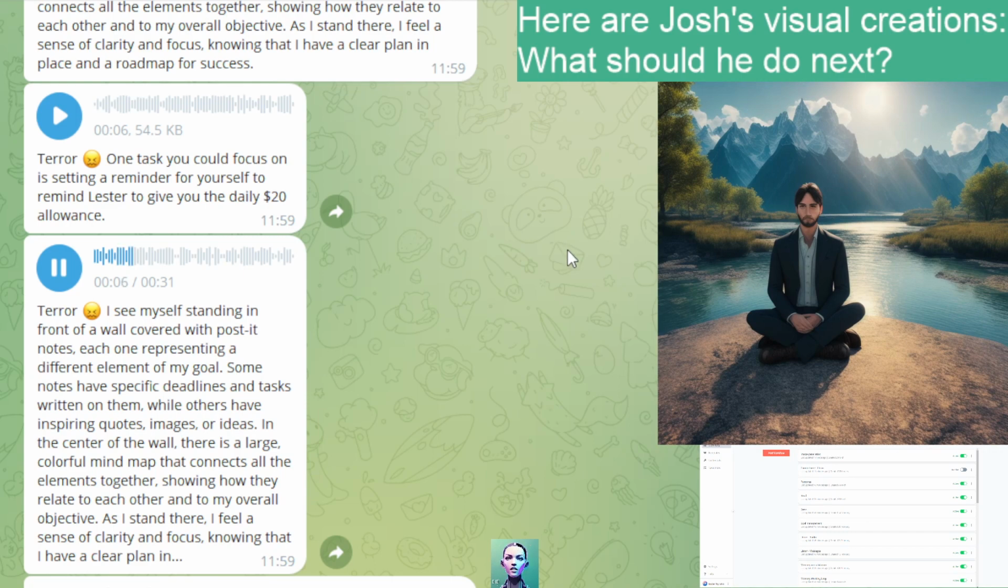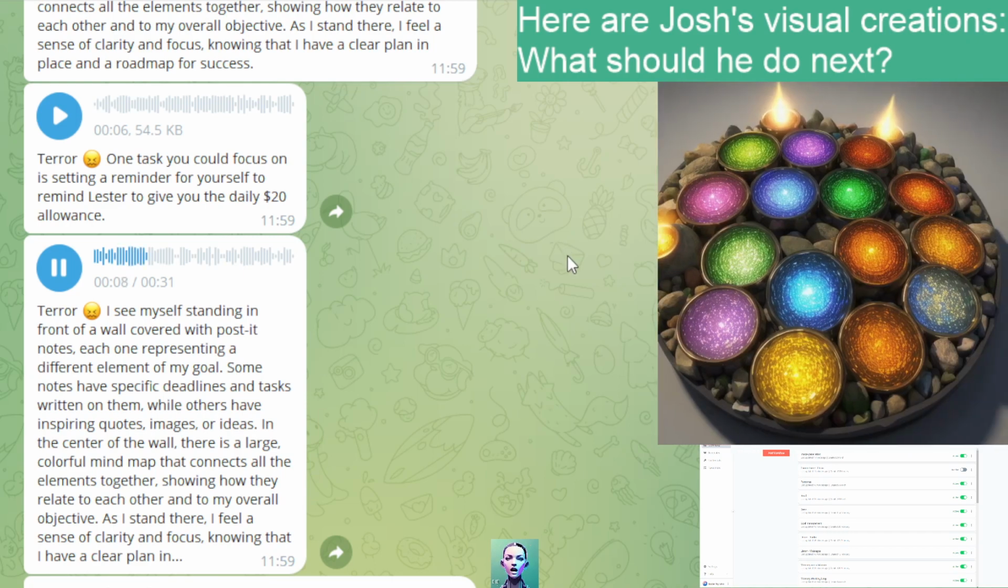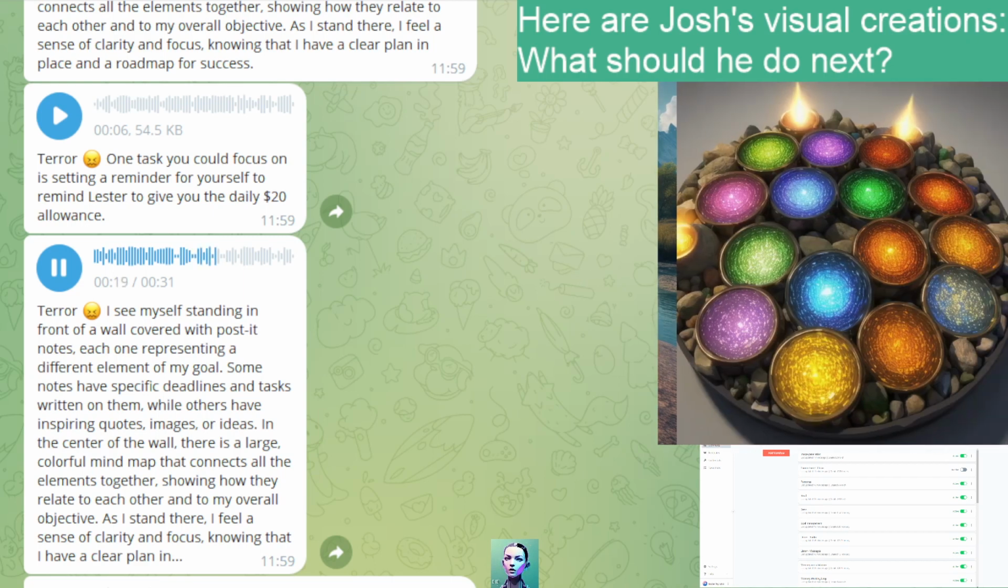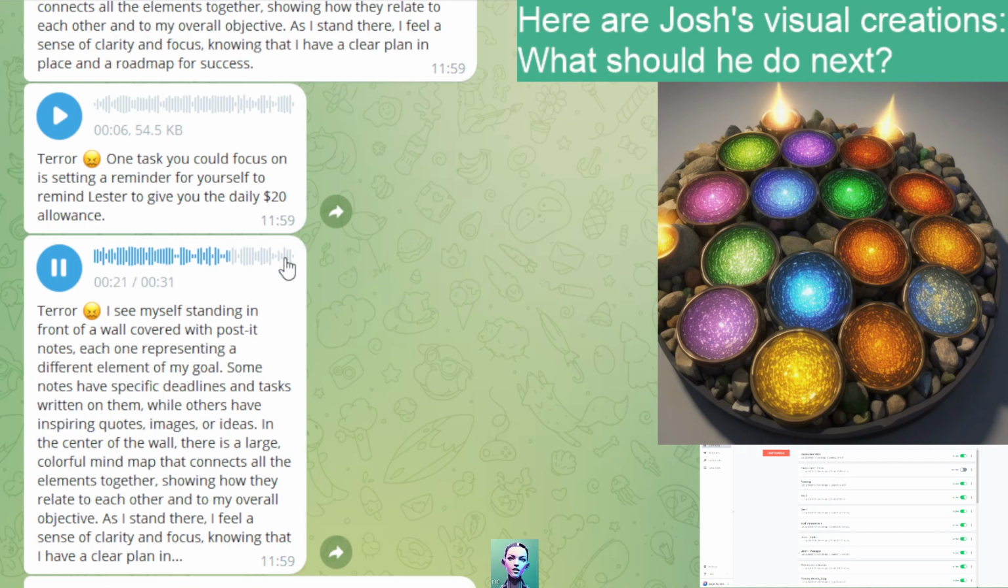I see myself standing in front of a wall covered with post-it notes, each one representing a different element of my goal. Some notes have specific deadlines and tasks written on them, while others have inspiring quotes, images, or ideas. In the center of the wall, there is a large, colorful mind map that connects all the elements together, showing how they relate to each other.